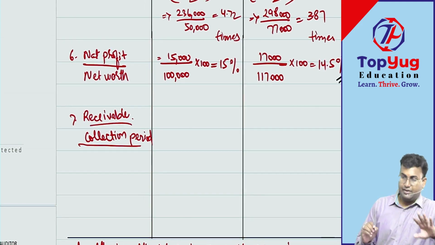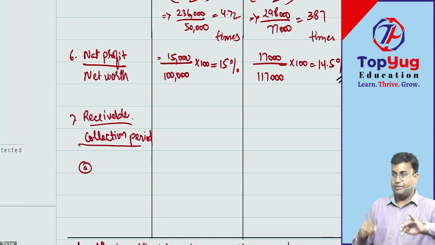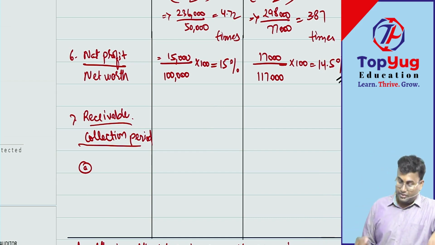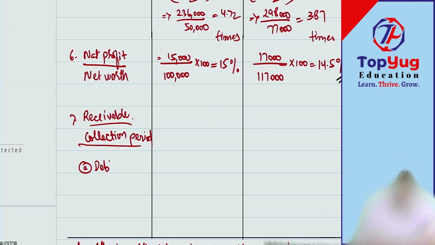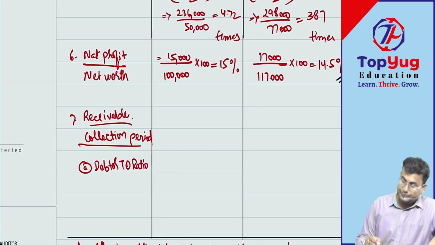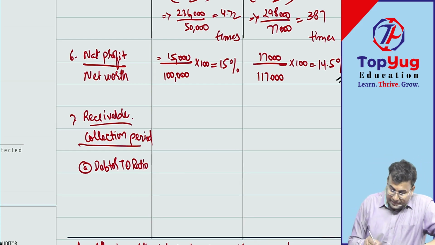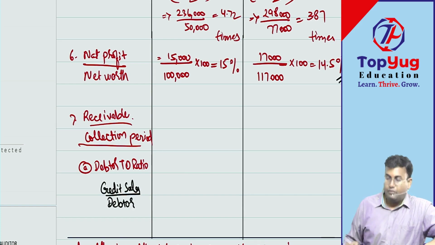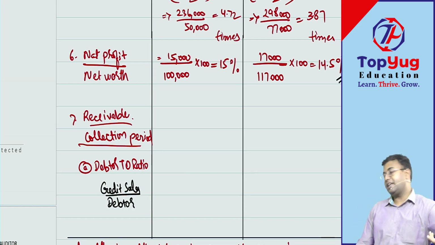Let us first see what debtor turnover is. This they have given, but we'll work a bit on it. We'll first find out the debtor turnover ratio. So how much is my debtor turnover ratio? Credit sales by debtors. Why credit sales? Why not total sales? Because what do cash sales have to do with debtors?